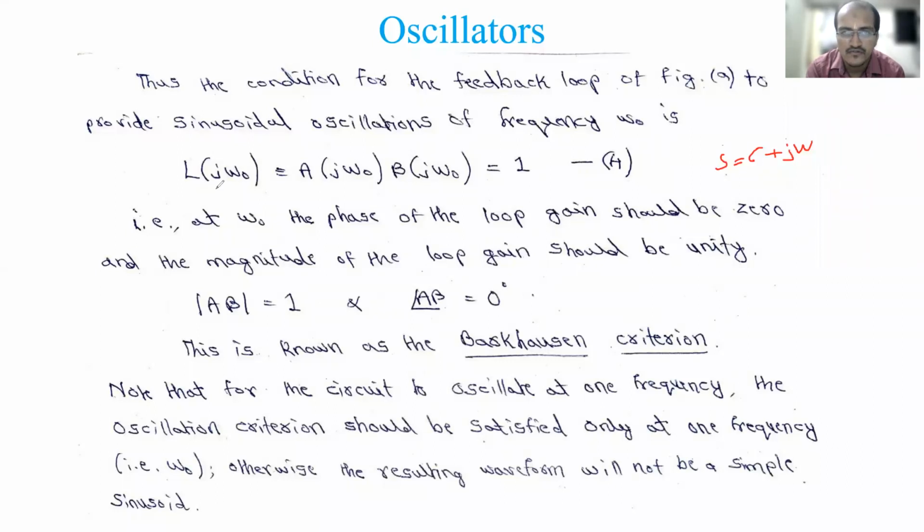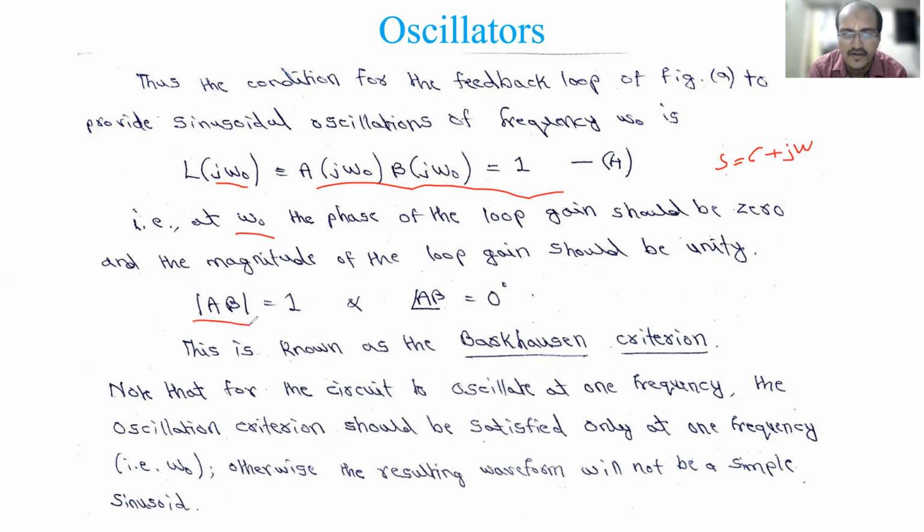That omega I will substitute as omega naught, frequency f naught. So L of j omega equal to A of j omega beta of j omega equal to 1 we will set. This is the criteria at omega naught. That means this oscillation will happen at only that frequency, not at other frequencies. That's why omega naught is specified. The phase of the loop gain should be 0 and the magnitude of the loop gain should be unity. Those are the two criteria for oscillation.